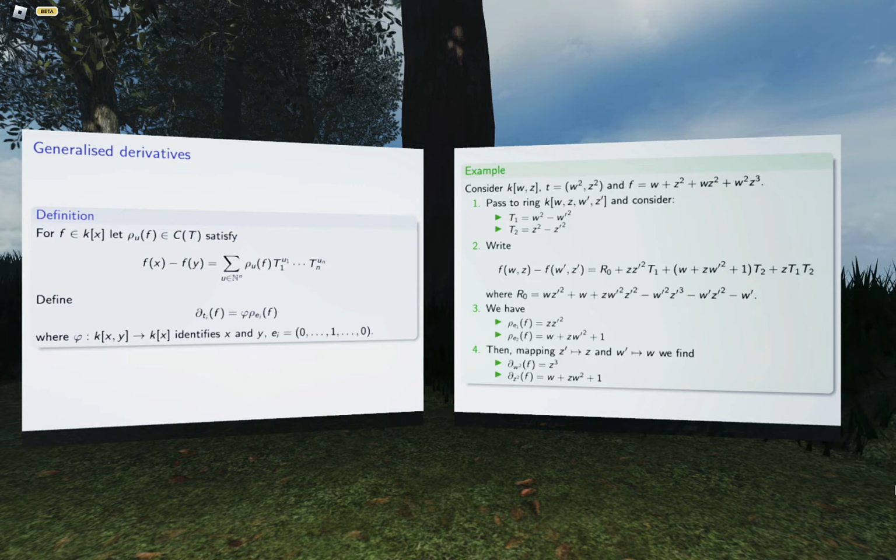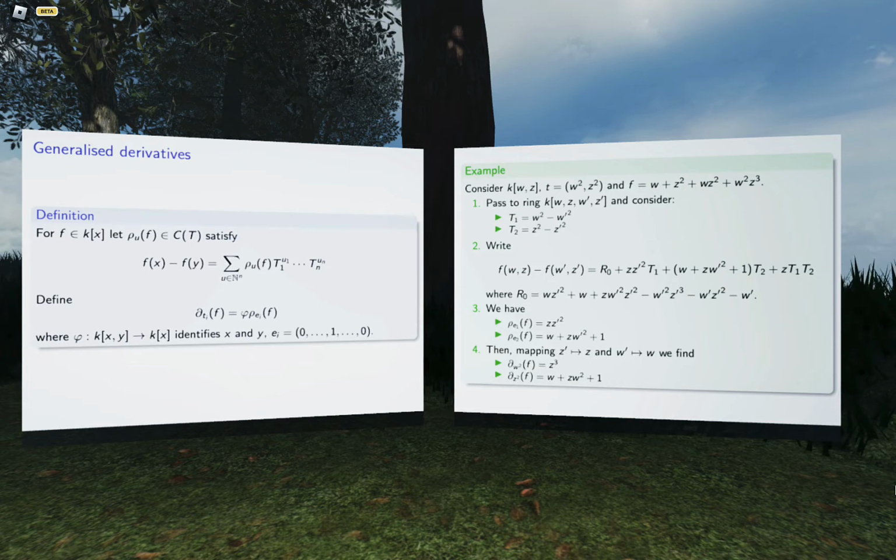Given all that, we'll define the derivative of f with respect to t as the coefficient of ti in that expression, where we look at that coefficient polynomial and we identify the xi variables with the yi variables. So that's what phi is doing. Phi is mapping from K[x,y] to K[x], and it's identifying xi with yi. And this rho ei of f is just the coefficient of the polynomial capital Ti.